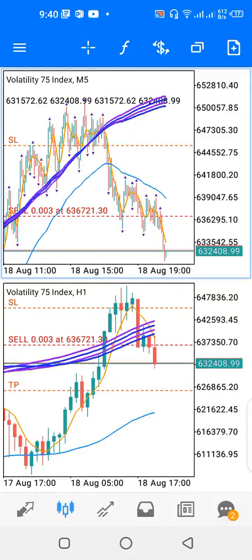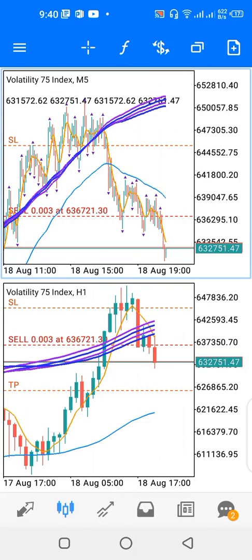Today we'll be looking at a strategy you can use to trade volatility 75 index. Okay, I have V75 on two separate time frames.